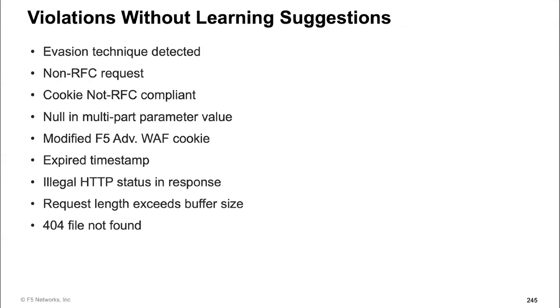Okay, now there are some violations, guys, that do not provide suggestions. A suggestion meaning, can I accept that violation? Is it a false positive or not a false positive? That's kind of what I mean by a suggestion. These violations do not provide suggestions. We're going to talk about cookies quite a bit here after the break. I'm going to get into the request length exceeds buffer size when we get into brute force attacks tomorrow, on Thursday. I'll also talk about the expired timestamps when we get into the cookie discussion. So those violations, guys, will not provide a suggestion.